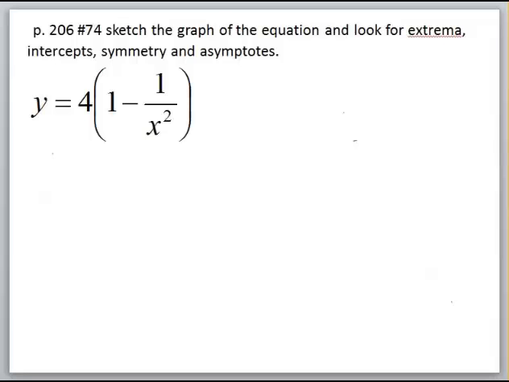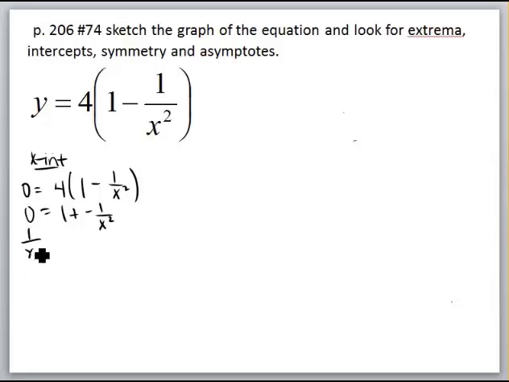2 more examples of these, and since these take a while, I will be moving at a rather quick pace. We're going to find the x-intercepts first. The x-intercept is where we plug 0 in for y. When I do that, I end up dividing by 4, and I have 1 plus negative 1 over x squared. Move that to the other side. Cross multiply. So I get my x to be plus or minus 1. So I have 2 x-intercepts, 1 at negative 1, 0, and 1 at 1, 0.